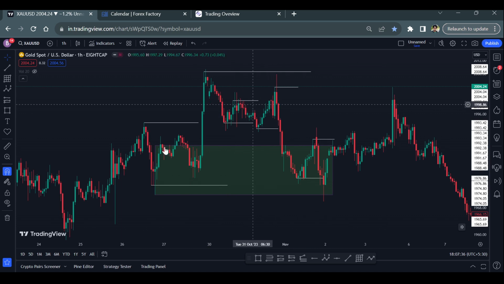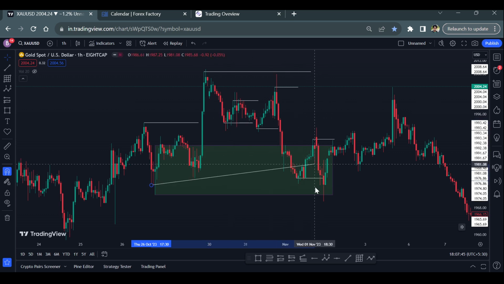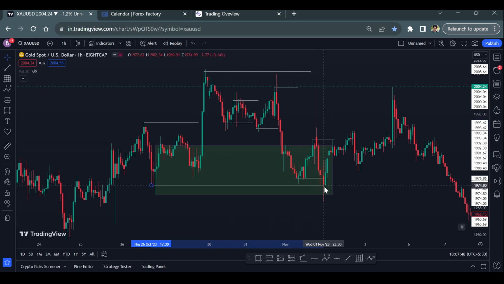So initially when it came to this support zone, it showed a slight bullishness, and then it gave the body closing here. When the market did this, the trend has shifted. Sorry, there was no candle closing here.